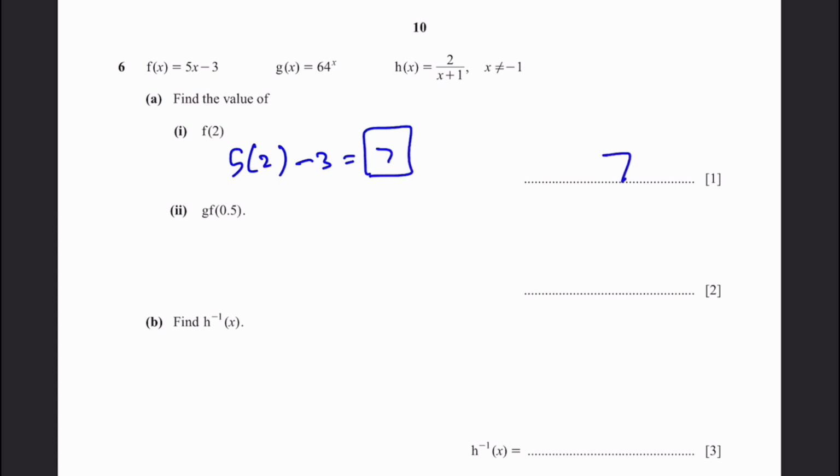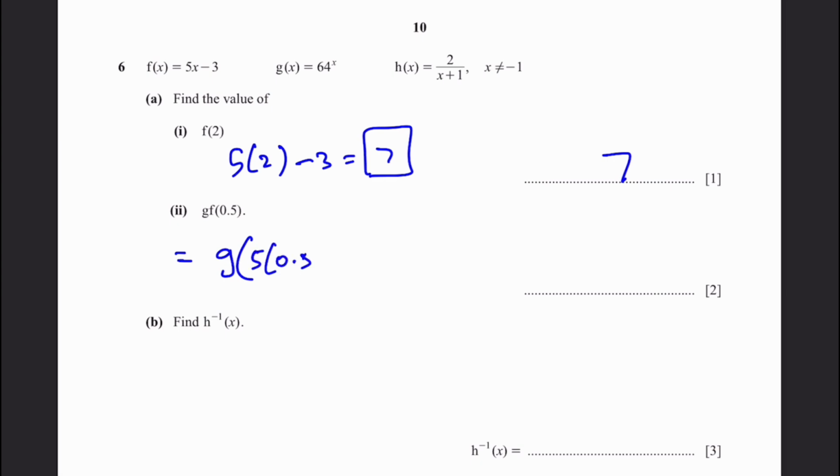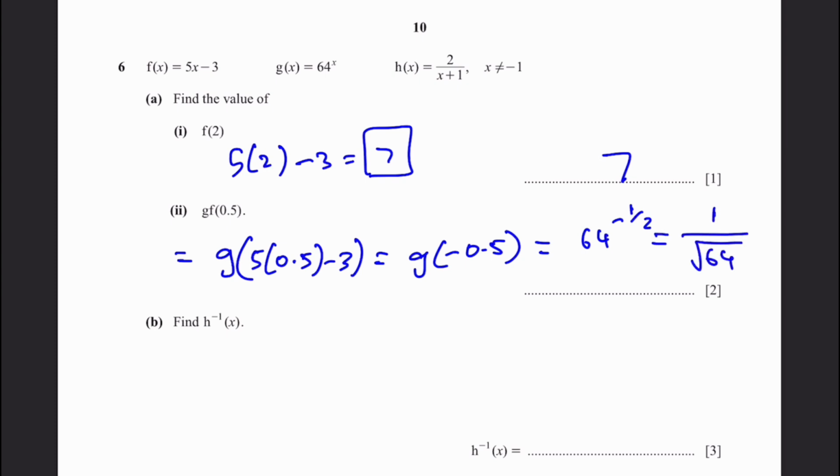Part 2, gf of 0.5. That is going to be g of f of 0.5, which is 5 times 0.5 minus 3. That's g of negative 0.5. And g of negative 0.5 is just 64 to the power of negative 0.5, in other words, negative half. And that's the same thing as 1 by root 64, which is just plus or minus 1 by 8. That's our answer.